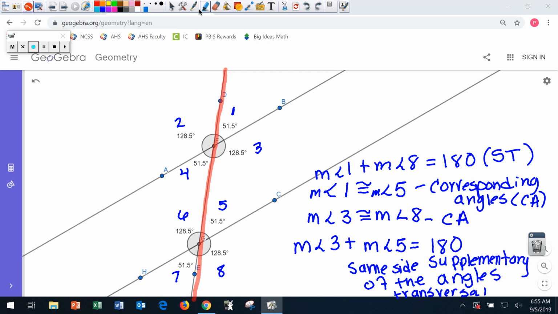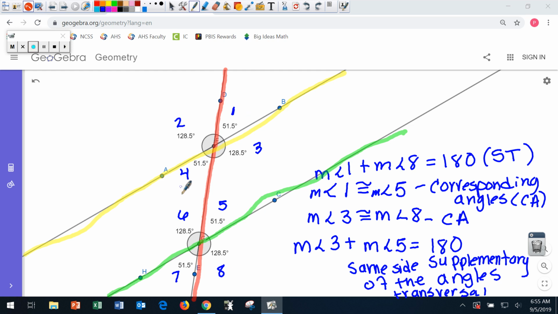So I'm going to highlight line AB, and here is line HC. I'm going to highlight these two lines so you can see what I'm talking about. In between these two lines are some angles. We have angles 4, 3, 6, and 5.